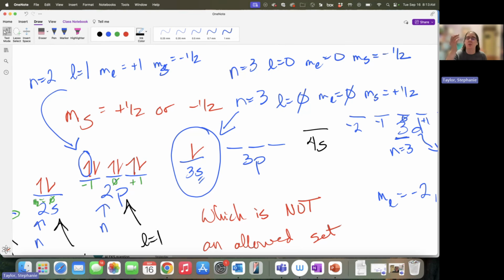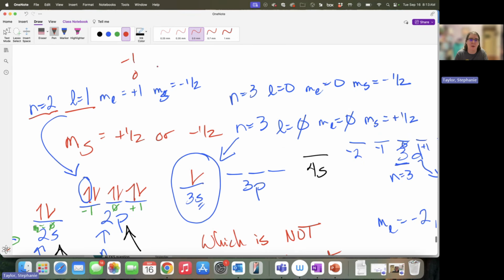This is the thing. If this is a short answer question, then there are 6 answers that are correct. n has to be 2, L has to be 1, but M sub L could be positive 1, 0, or -1, and M sub S could be -1/2 or positive 1/2. Any of those answers have to be correct because you don't have any other information. It's convention, and that makes people mad. If it's a multiple choice question, then we'll only give you one of those options.